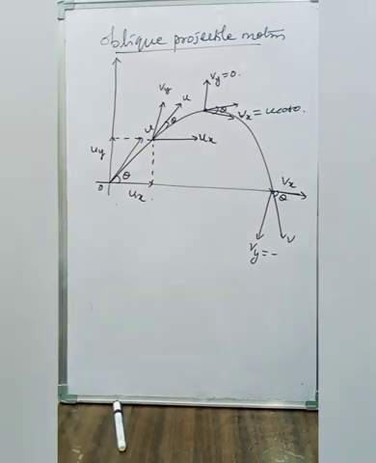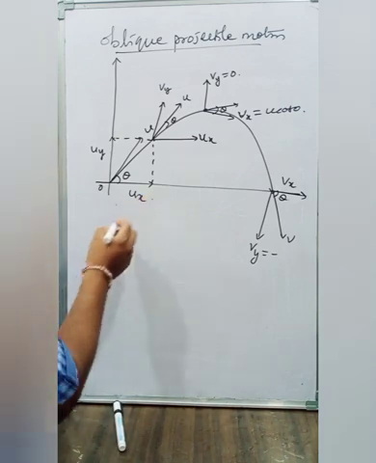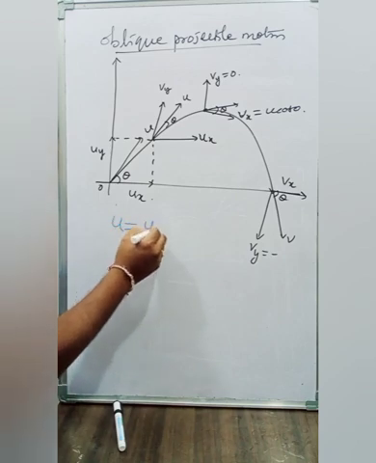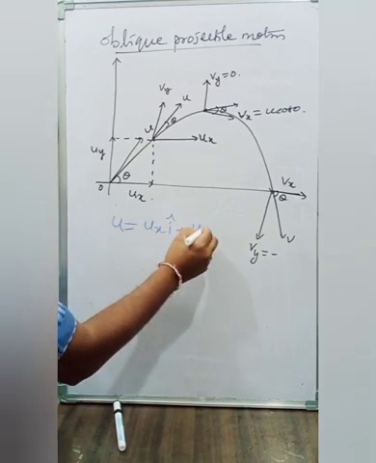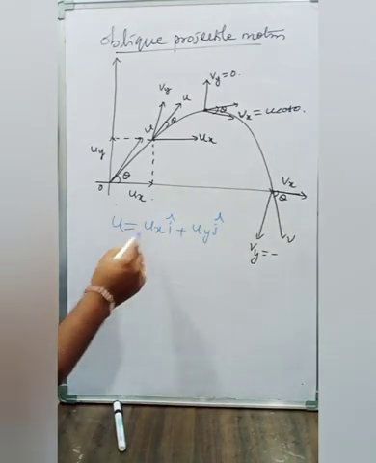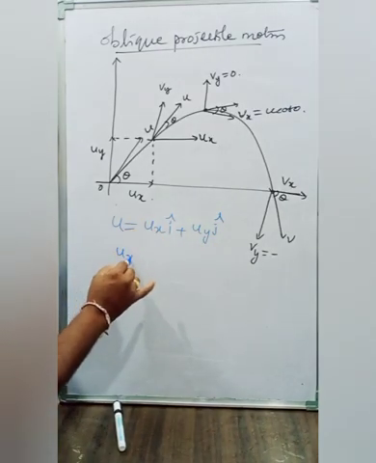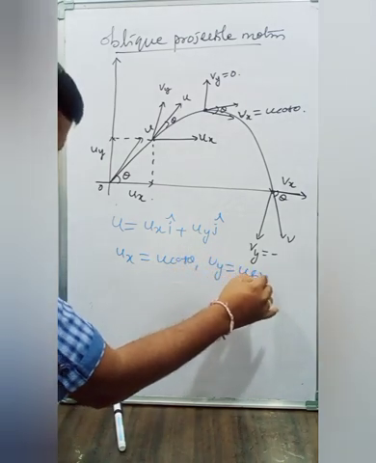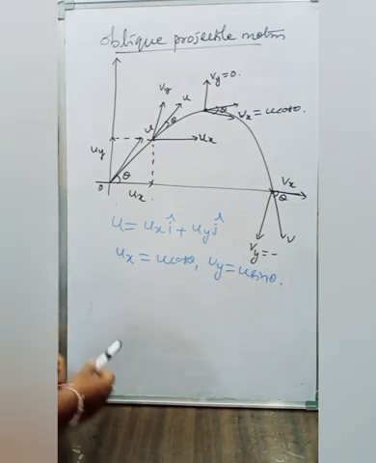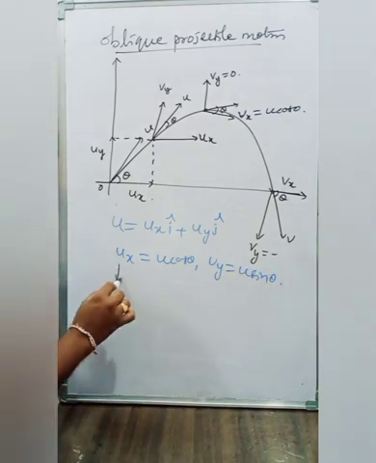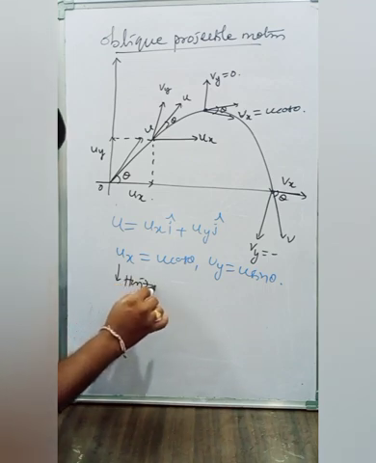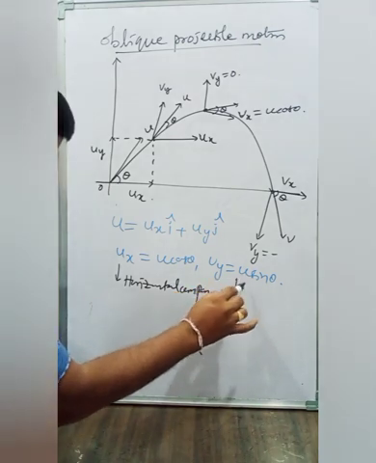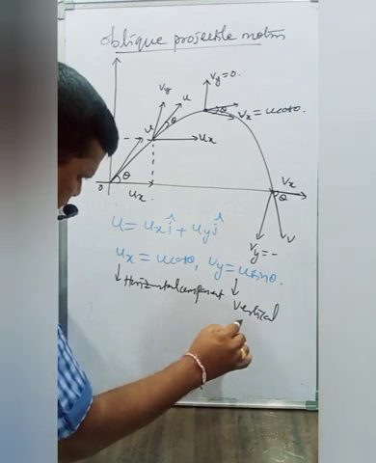Now the initial velocity u is resolved into two components, ux i cap plus uy j cap. Therefore ux is equal to u cos theta and uy is equal to u sin theta. This ux equal to u cos theta is called the horizontal component, and uy is called the vertical component of velocity.